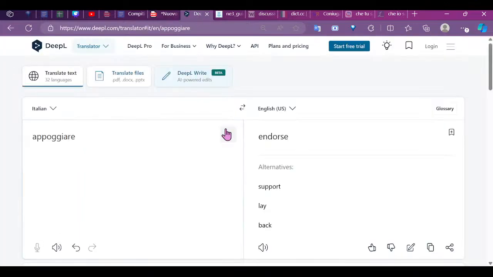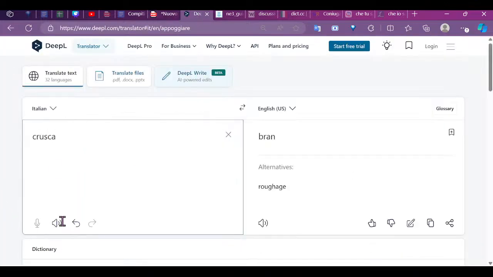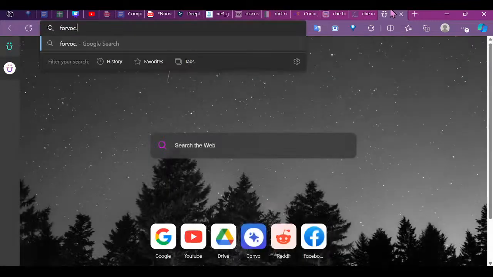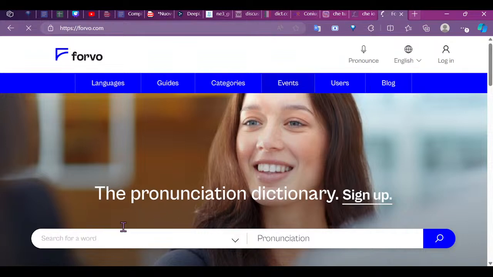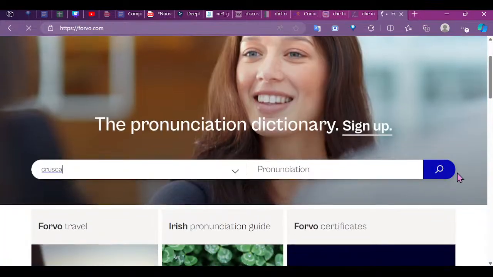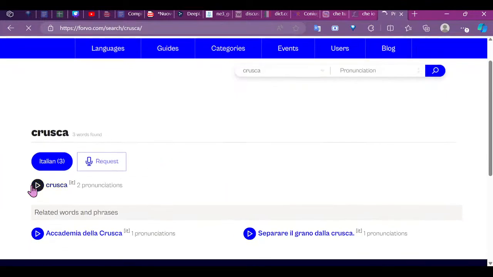But you know what? DeepL has a great feature. You can actually hear it pronounced. By the way, this is not the best idea. In fact, there's a much better website called Forvo.com. I don't know if you've heard of it, but Forvo is amazing because you can put in any word, for example, and you can just click on here. And there you go. So you can hear it.